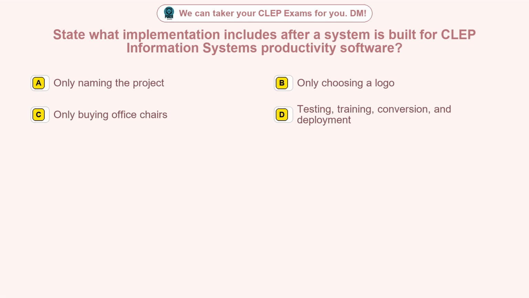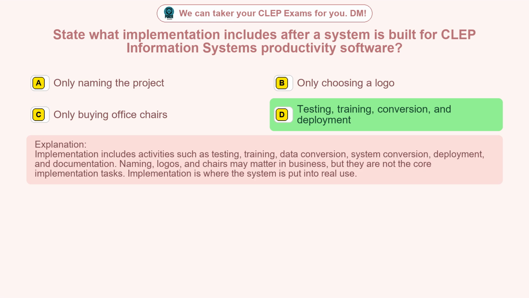Question 74. State what implementation includes after a system is built for CLEP Information Systems productivity software. Option A. Only naming the project. Option B. Only choosing a logo. Option C. Only buying office chairs. Option D. Testing, training, conversion, and deployment. The correct answer is option D. Testing, training, conversion, and deployment.